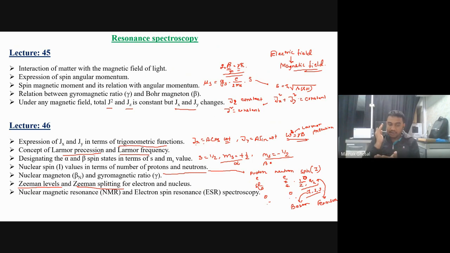Using that concept, two different spectroscopic techniques were developed. One is called nuclear magnetic resonance spectroscopy, which you must know as NMR spectroscopy. Another is electron spin resonance spectroscopy, also known as ESR spectroscopy. These techniques were developed using this concept: how the nuclear spin states and the electronic spin states are distributed among themselves, and what the energy gap should be. Many questions are there about NMR and ESR spectroscopy, and I am going to solve that.